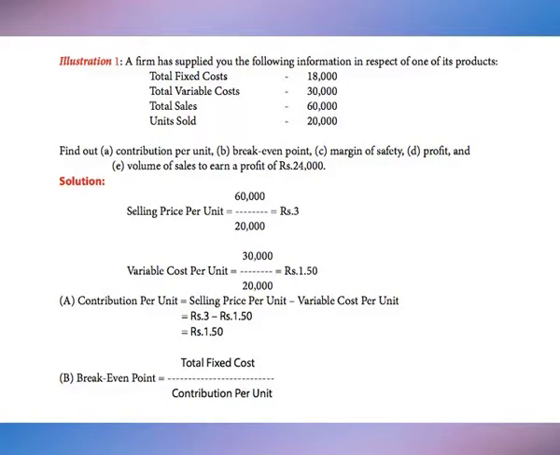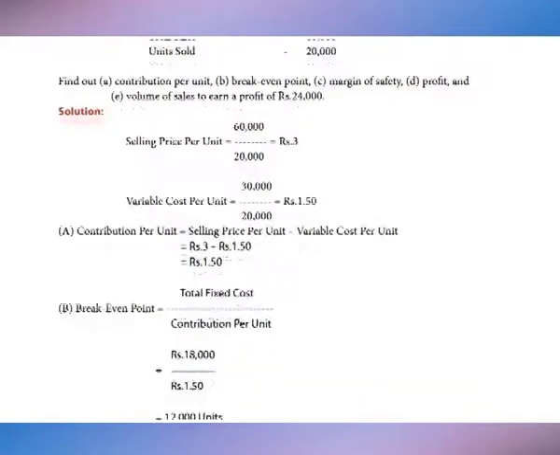Solution: selling price per unit is equal to 60,000 divided by 20,000, which is equal to Rs 3. Variable cost per unit is equal to 30,000 divided by 20,000, which is equal to Rs 1.50. A. contribution per unit is equal to selling price per unit minus variable cost per unit, which is equal to Rs 3 minus Rs 1.50, which is equal to Rs 1.50.